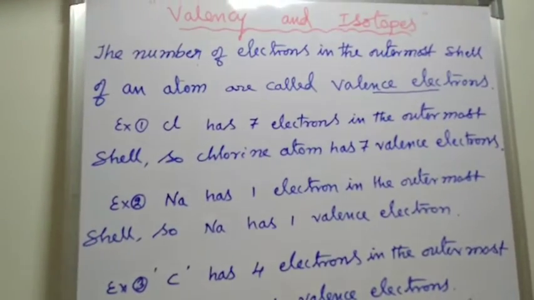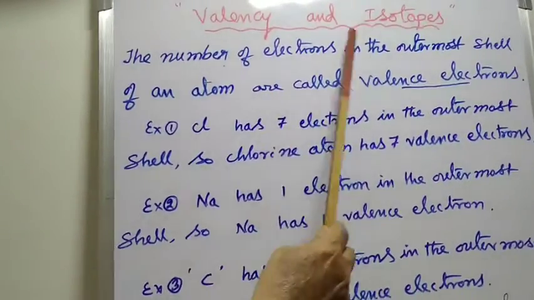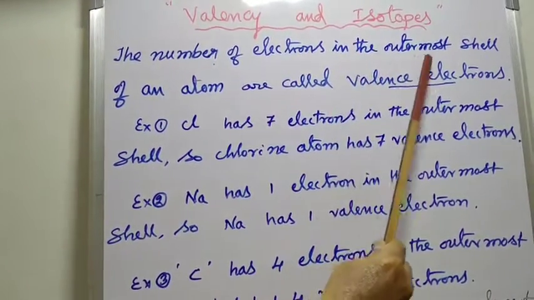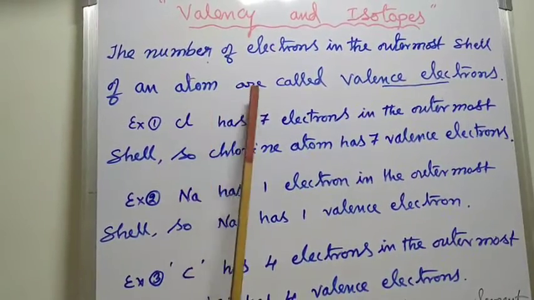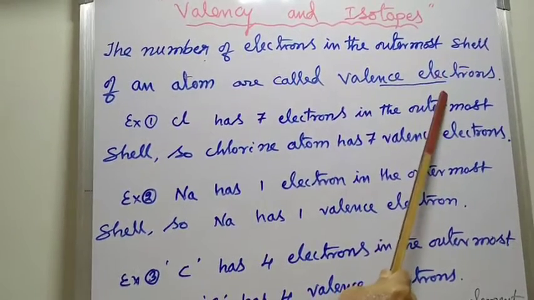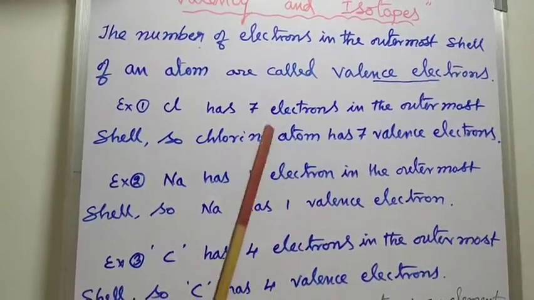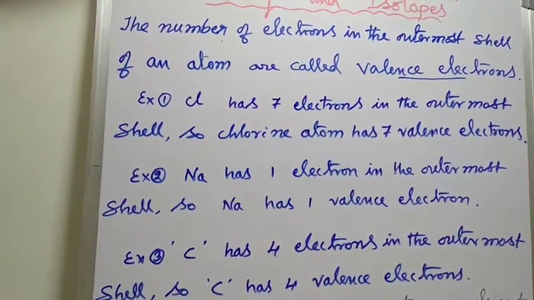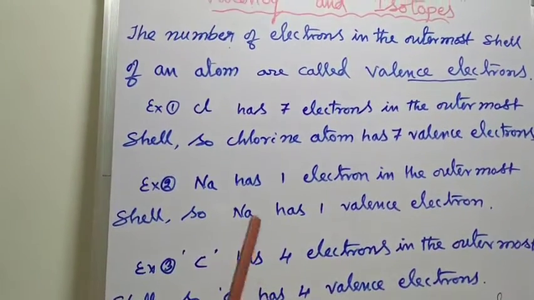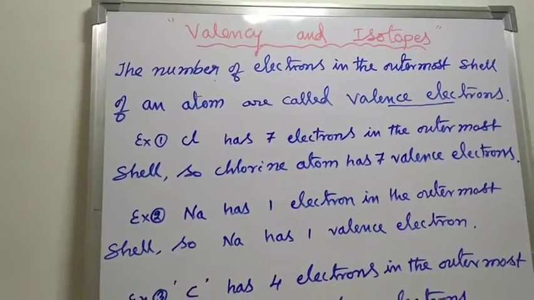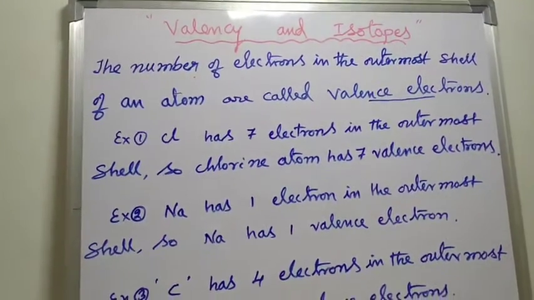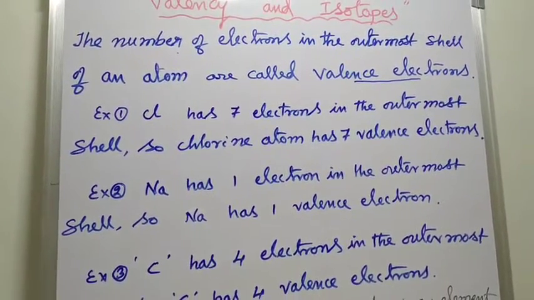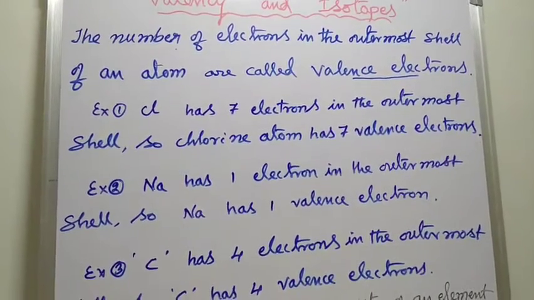Today I am taking science class: Valency and Isotopes. The number of electrons in the outermost shell of an atom are called valence electrons. For example, hydrogen has one electron in the outermost shell, sodium has one electron in the outermost shell, carbon has four electrons in the outermost shell, chlorine has seven electrons in the outermost shell. Those are called valence electrons, which we explained in the previous class.